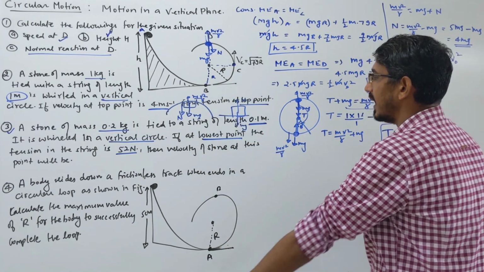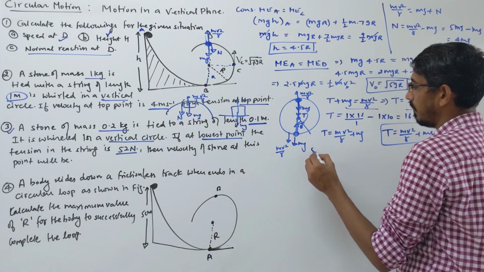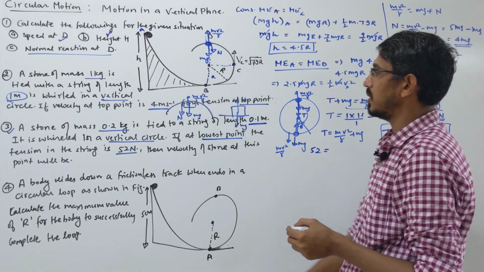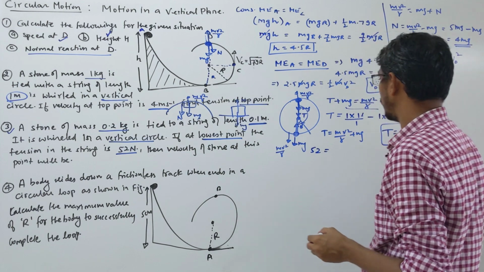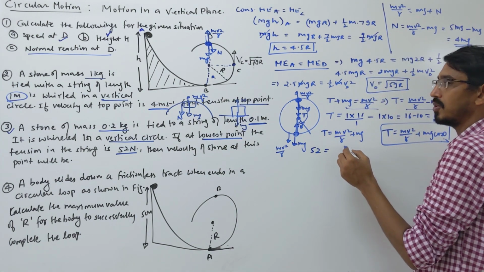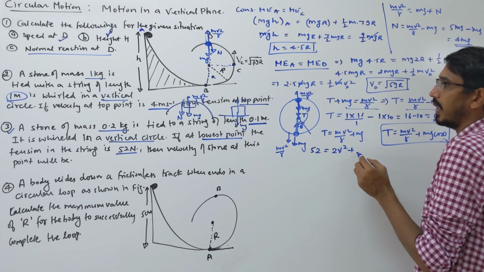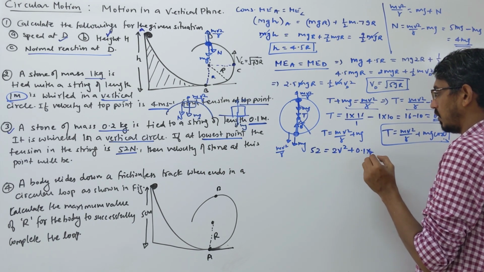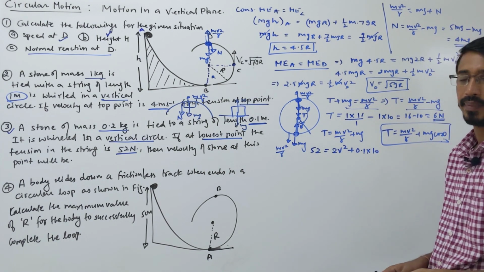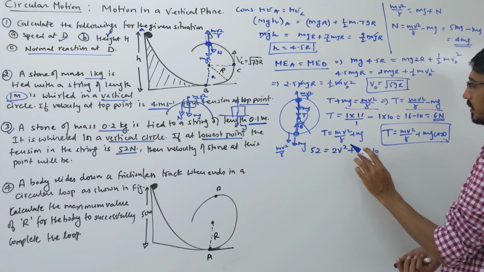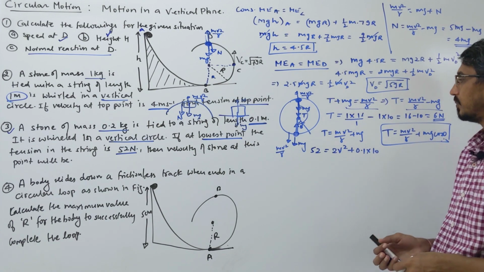Let's solve this. They are asking us the velocity. Tension is given, 52 Newton, I put it here. Mass is given 0.2, length is given 0.1. 0.2 by 0.1 becomes 2, so 2v square plus mg. m is given what, 0.1 into what, 10. No problem. Correct only, sorry, plus, okay, nothing wrong.